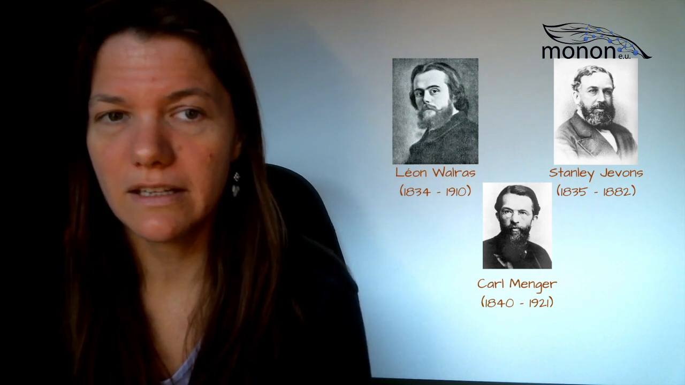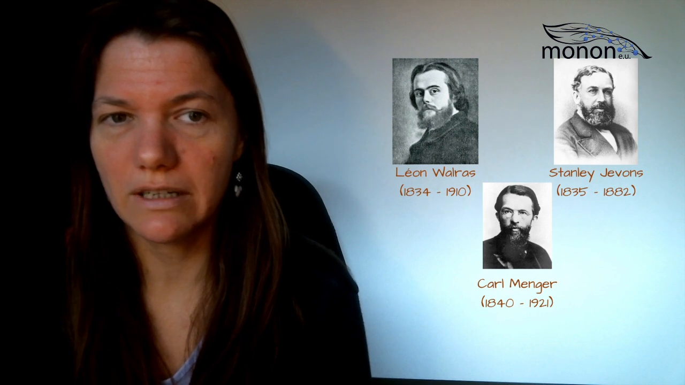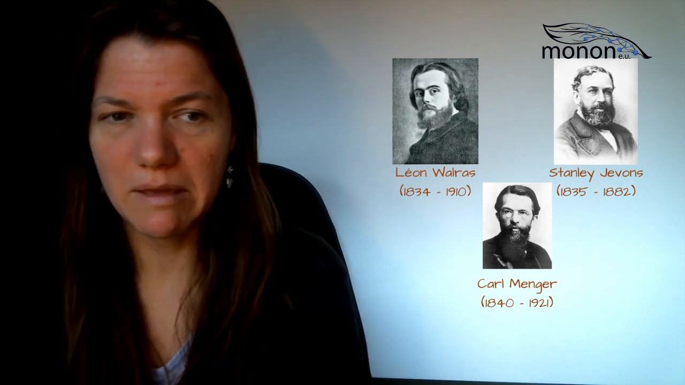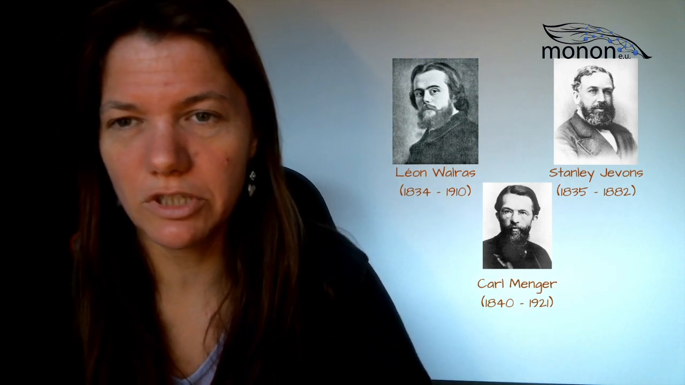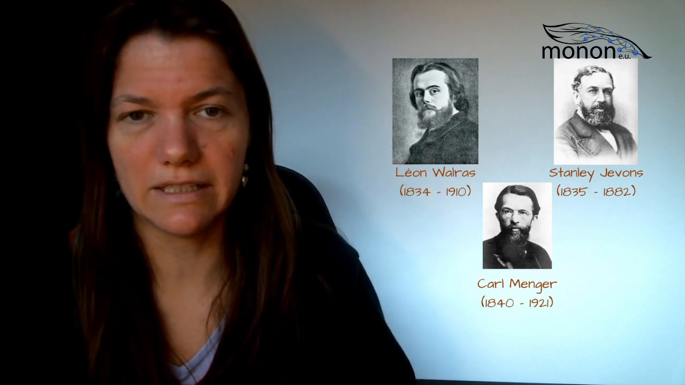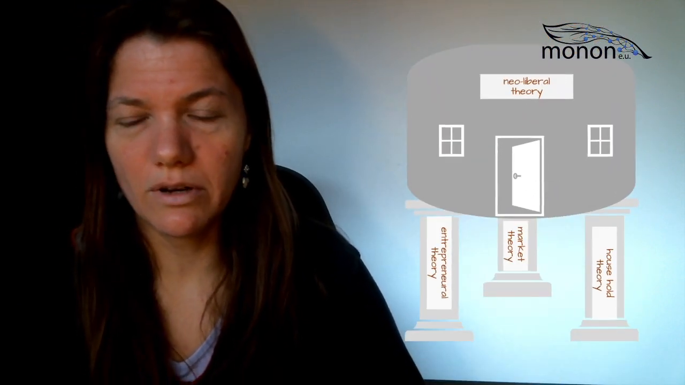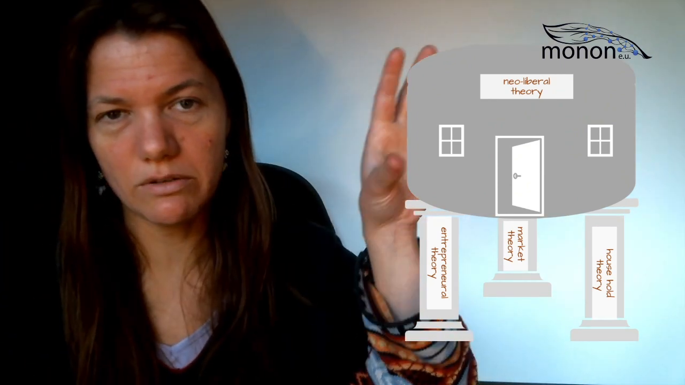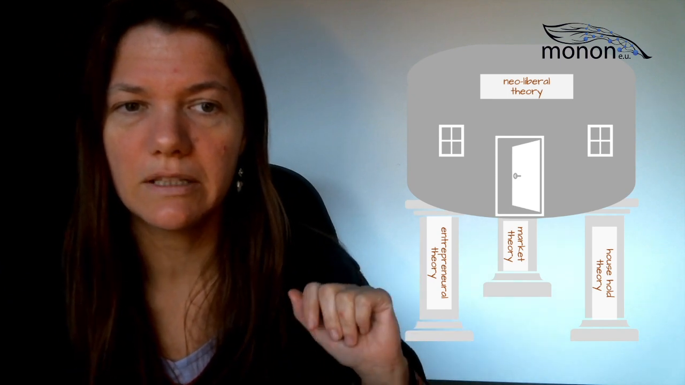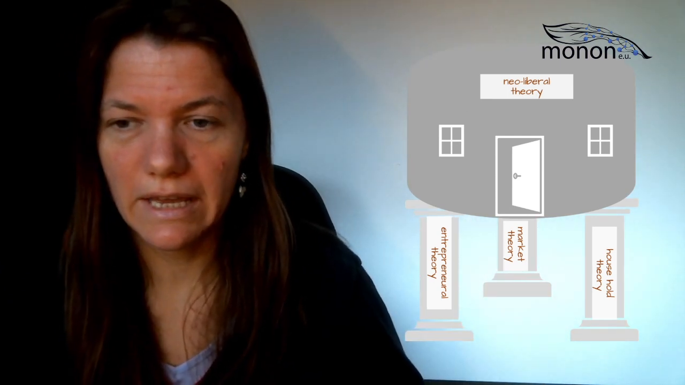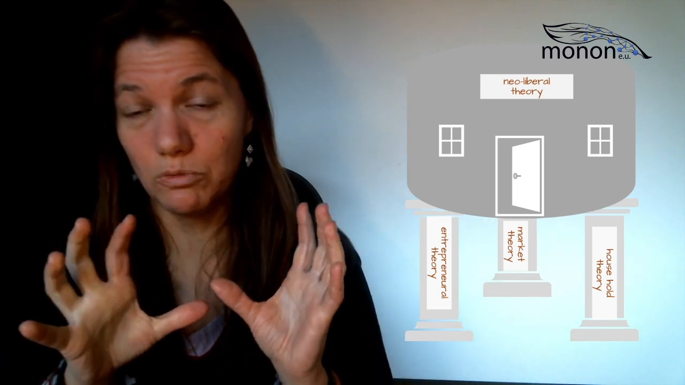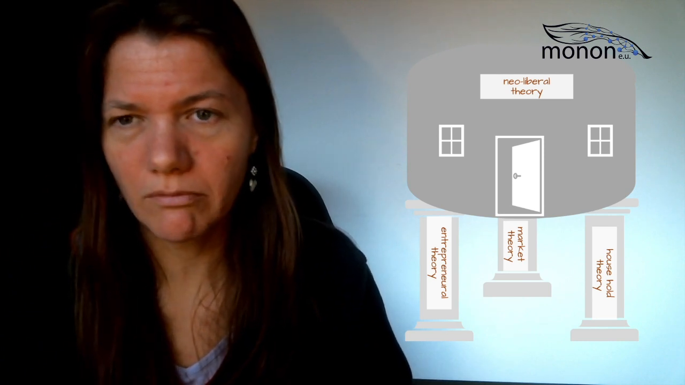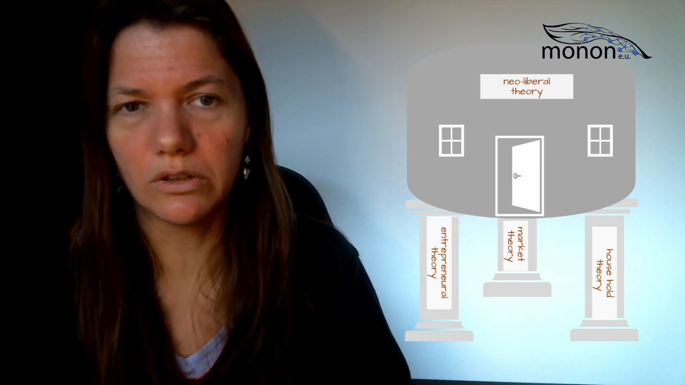Interestingly, Léon Walras, Stanley Jevons, and Carl Menger from Austria, Jevons being from the UK and Walras from France, came up in parallel with some similar ideas, which we nowadays consider the neoclassical idea. Their theoretical house could be said to be standing on three pillars. The neoliberal theory stands on the pillar of the entrepreneurial theory, the market theory, and the household theory. And all three theories are essential for the house to stand stable. Once one of the theories is not stable anymore, the whole theory building would fall together.